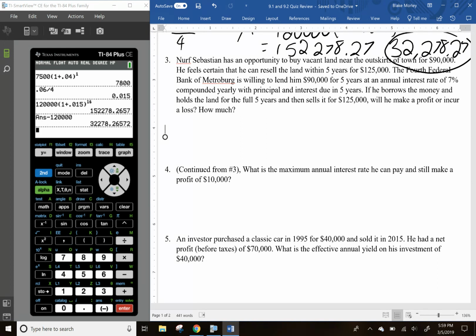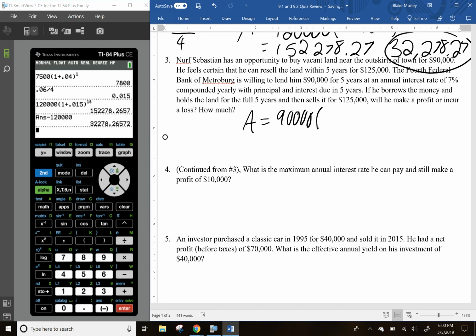Let's understand the problem. We are taking a loan out for $90,000 from our bank. That loan is going to accumulate interest. I'm going to have to pay that $90,000 back plus interest, so I need to find out how much I'm going to owe the bank in 5 years. What will that interest accumulate to? That's the first question: what that $90,000 loan will accumulate to in 5 years.